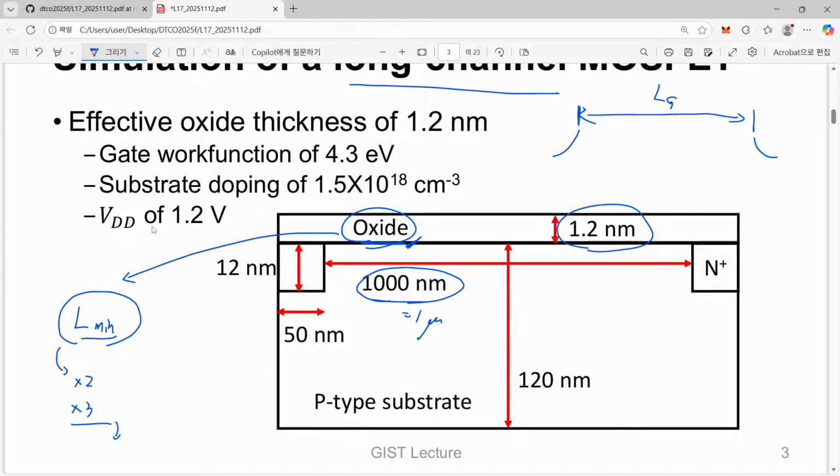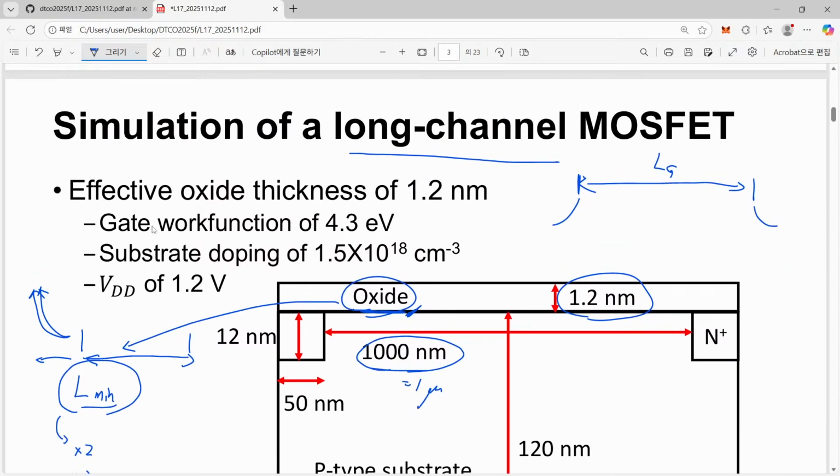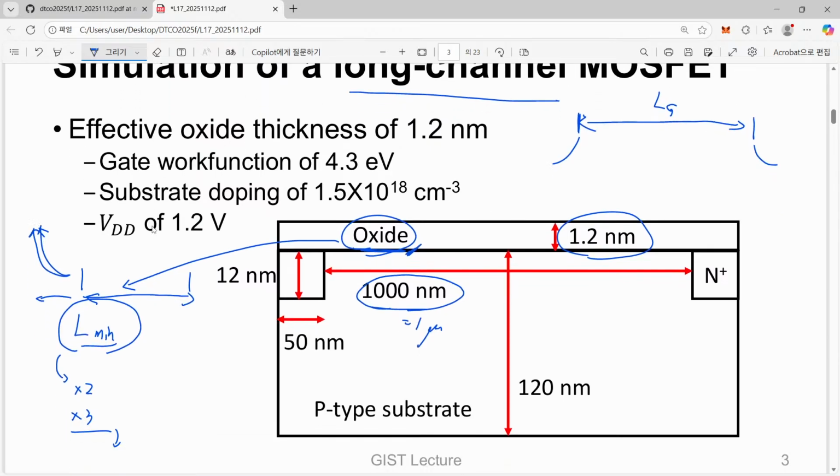In another sense, the occurrence of short channel effects is quite abrupt. Although we have a certain length scale which can be regarded as the long channel regime, if we enter into the boundary, then its performance rapidly degrades quite significantly. So in this case, a 1 micrometer channel can be regarded as really a long channel device.